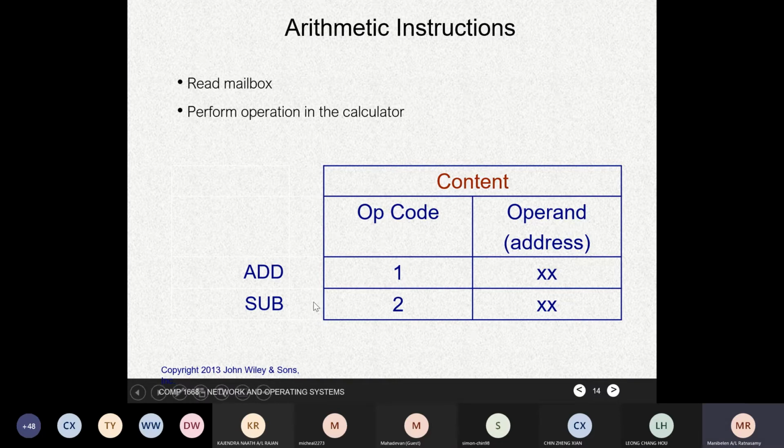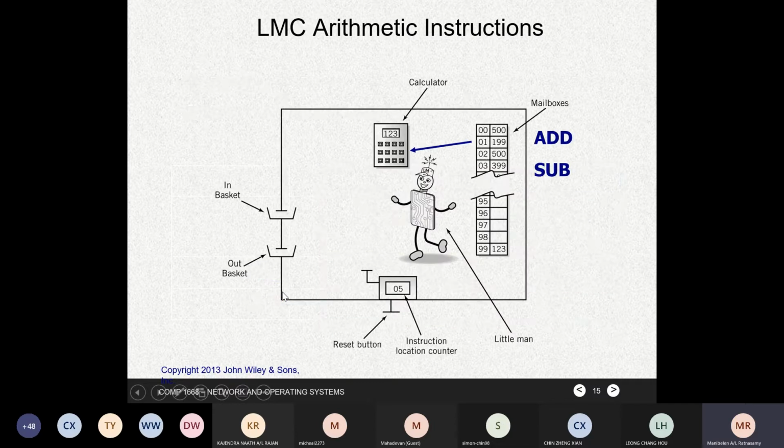And then the next instruction says sub. Let's say your answer earlier is 7. 7 minus 3, 4. You save that 4 inside here. So that's how this operation will be performed. Arithmetic, for example, add and subtract will be performed. All right. Okay, with that, let me move on. So I have just shown you how add and subtract are performed between the calculator and the mailboxes with the help of the Little Man Computer in this LMC.